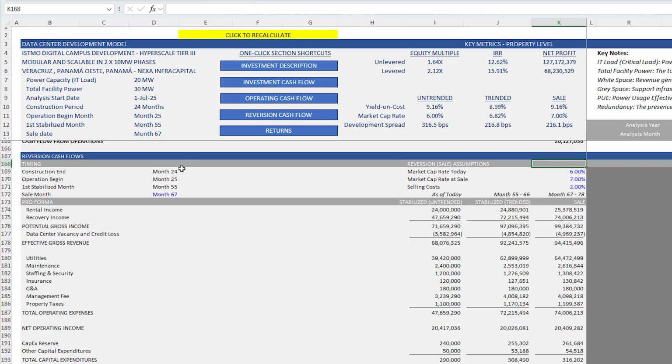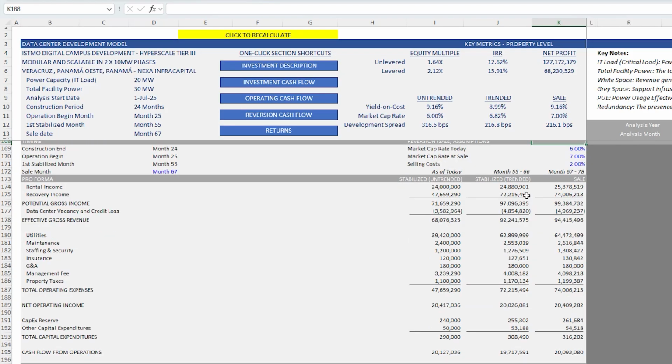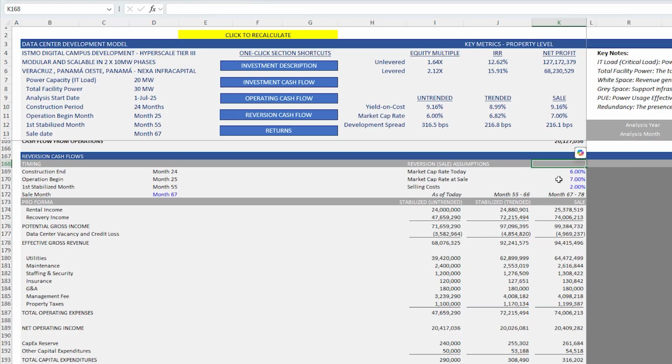Maybe it's higher, given that it's Central America. But in the United States, primary market, these cap rates are going to be higher than that today. But again, you're the expert on your market. You'll know what inputs to put into each of these blue font cells.